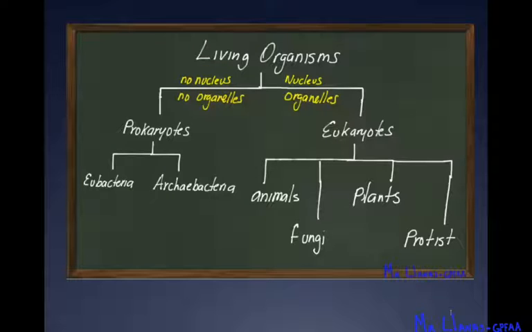Alright guys, so this video is going to be over photosynthesis and cellular respiration. We're just going to do a quick review right now. Living organisms, we know that if it has a nucleus, we know it's a eukaryote. If it has organelles, we know it is a eukaryote. If it's a eukaryote, then you have four options. It could either be an animal, a fungus, a plant, or a protist.